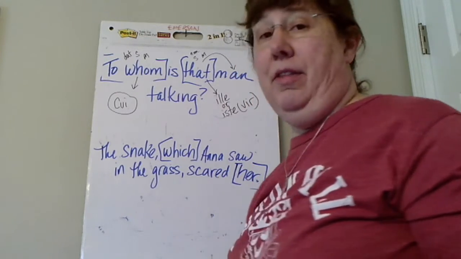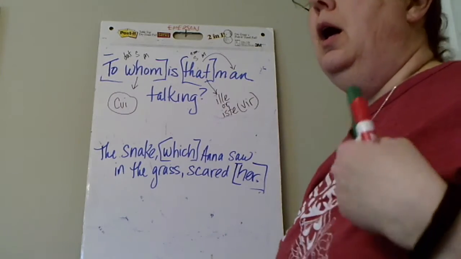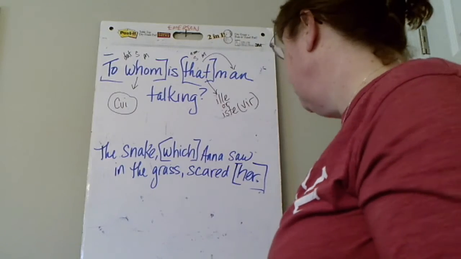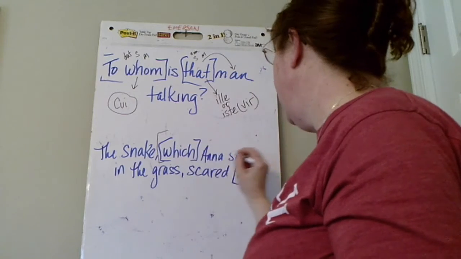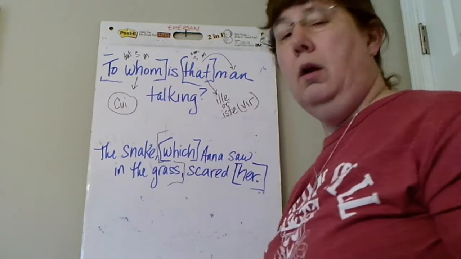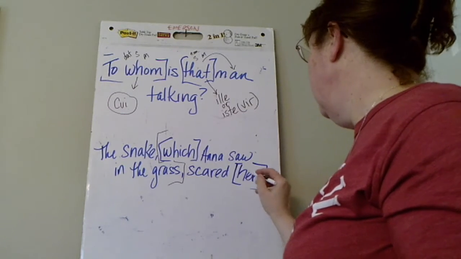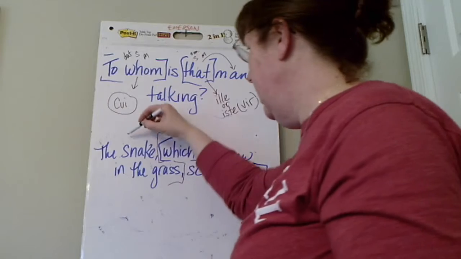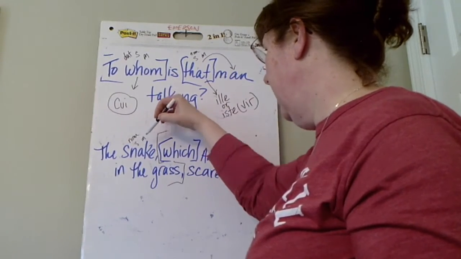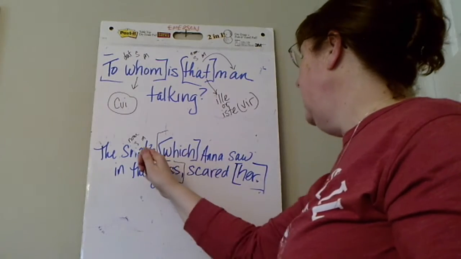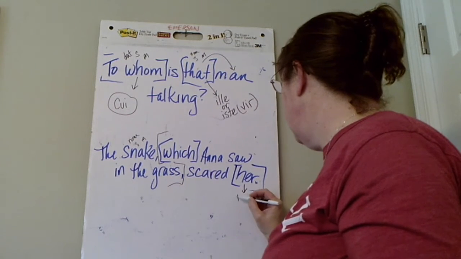Next, we have "the snake, which Anna saw in the grass, scared her." This one's going to be a little bit more tricky. So we have our relative pronoun, or relative clause, which is "which Anna saw in the grass," okay? Now, who was scared? Well, Anna was. And so the snake is the subject, right? He's nominative, singular, and I think snakes are masculine. And he does the scaring of Anna. So the "her" here is going to be the direct object.